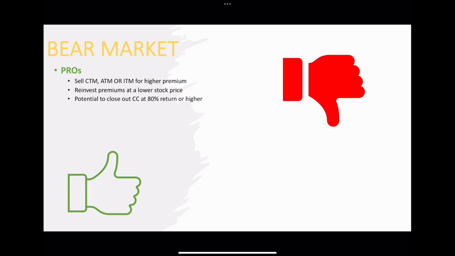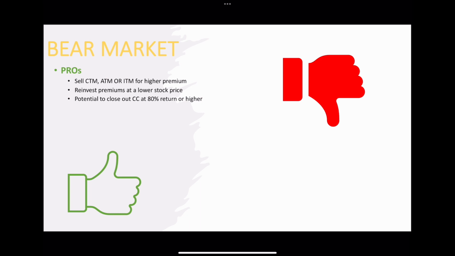When you sell close to the money, at the money, or in the money calls for higher premium, that means you can reinvest more money at a lower stock price, thus increasing your shares and being able to then quickly sell even more covered calls. So if you have 100 shares and you can quickly build up to 200 shares of a stock, that means you go from 1 to 2 covered calls weekly, increasing your potential return on your passive income.